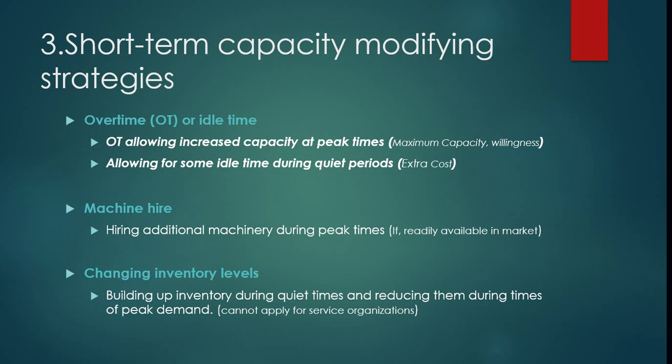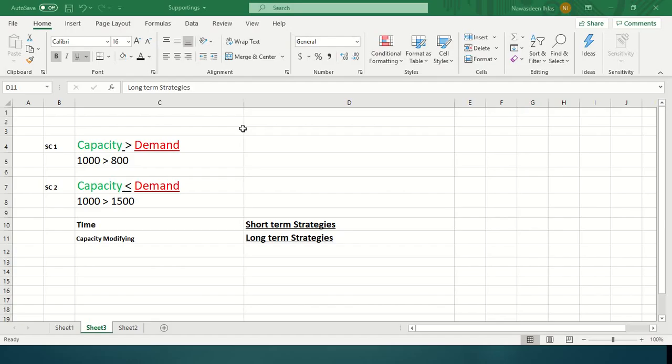So we can use overtime or idle time. This is one possible strategy. We can use overtime or idle time. So let's say our demand is higher. External market demand is higher. Our capacity is lower. We'll take this scenario.